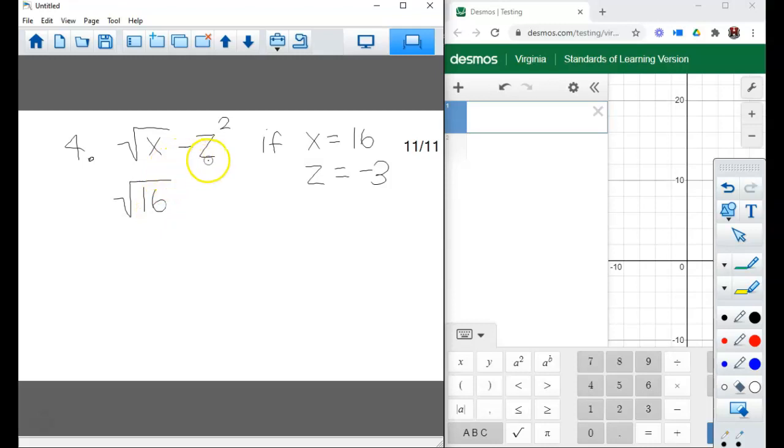And then we have minus z to the second power. So when I fill in this z, I am going to need parentheses because I'm raising it to a power. So this is going to be minus, and then I'll put my -3 in parentheses and put that exponent on the outside.